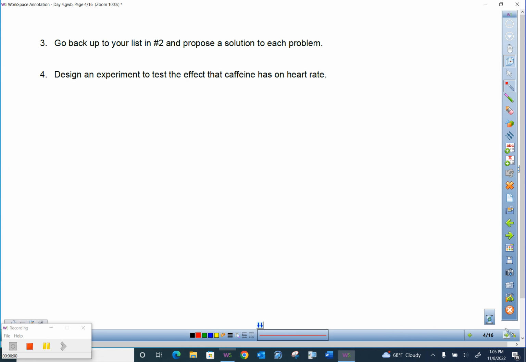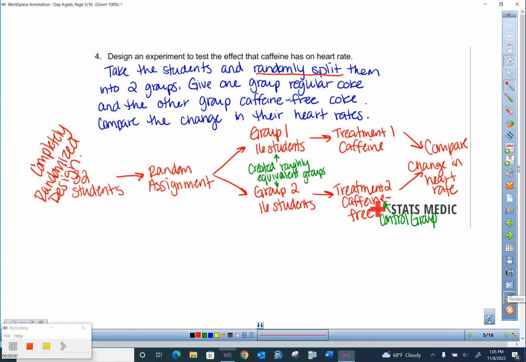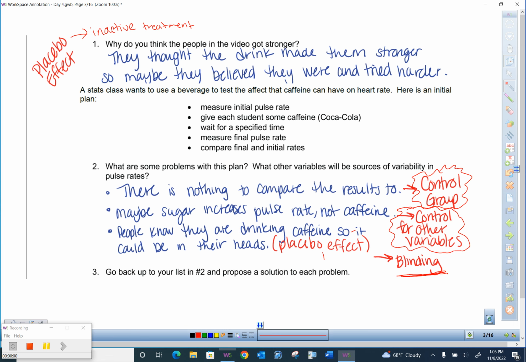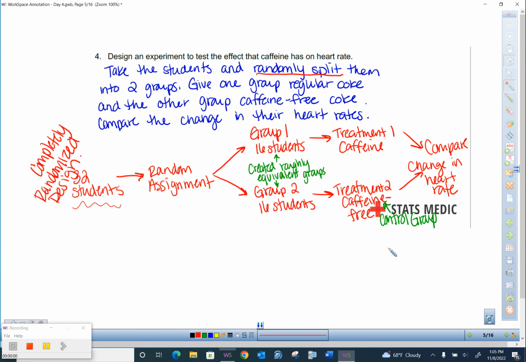On number 4, you were asked to actually design the experiment. Hopefully you remember this setup from last time. We start with so many students. We randomly assign them into 2 groups. We want to make sure that they're roughly equivalent. In this case, they had 32 students, just some random class size, because I don't believe they told you what the class size was. So you could have chosen any appropriate number for a class size there, no problem. And then you split it into 2 roughly equal groups. Treatment 1 would be soda with caffeine, and treatment 2 was soda without caffeine.